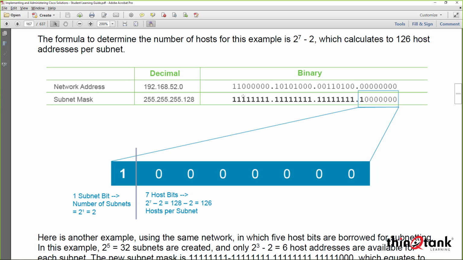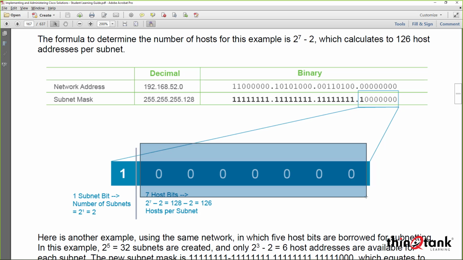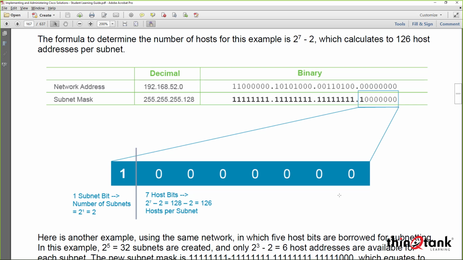The formula to determine the number of hosts per subnet is 2 to the power of n minus 2. But again, this exponent is the number of zeros, not the number of ones. Zeros always represent the host. Ones always represent the network. So 1 borrowed bit for networks, 7 bits left over for hosts. That means 2 subnets at 126 hosts per subnet.